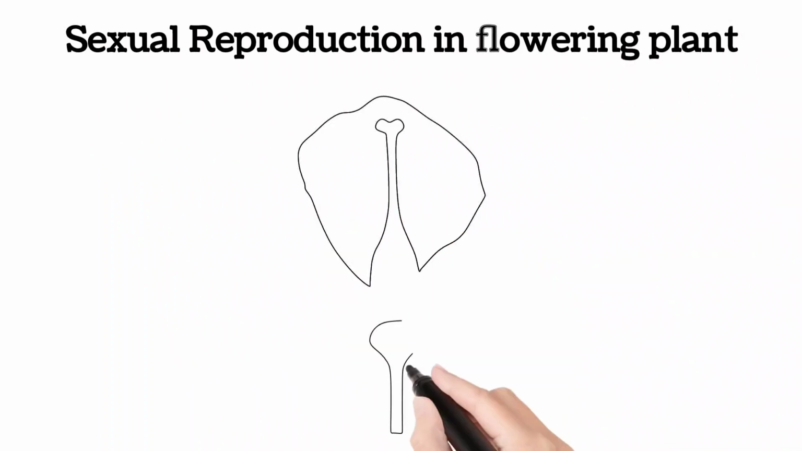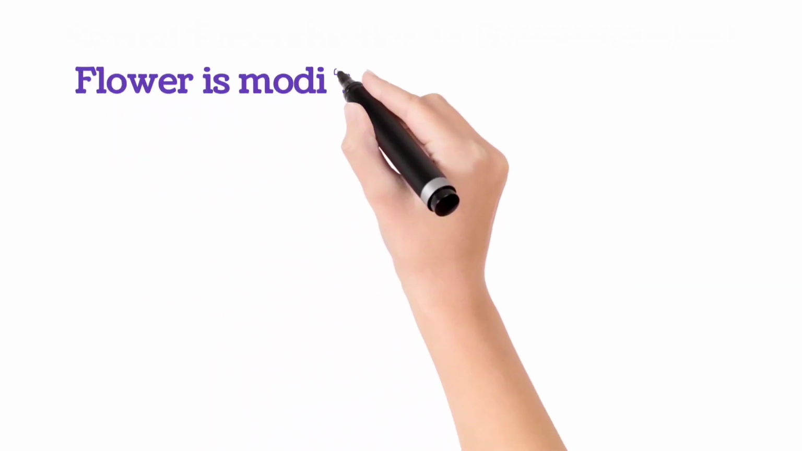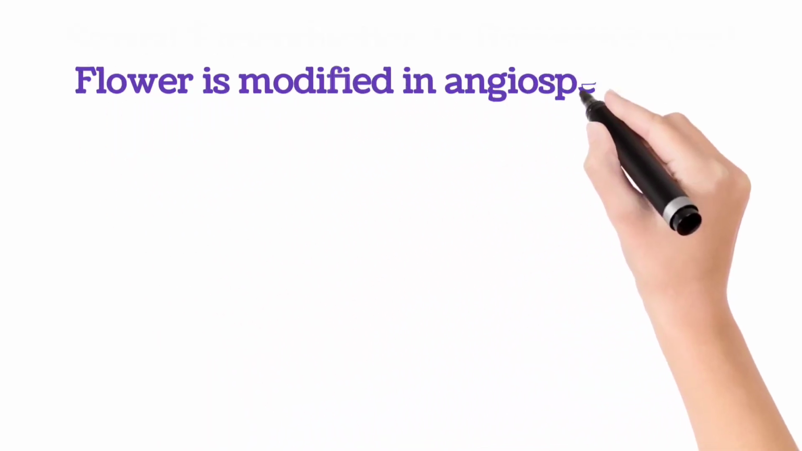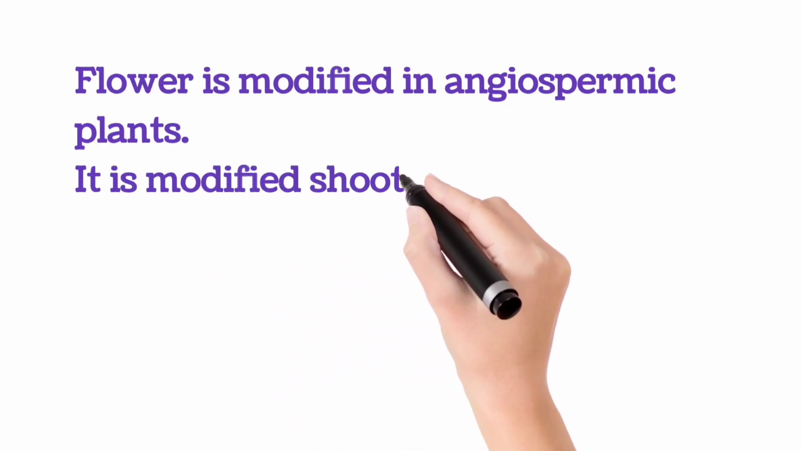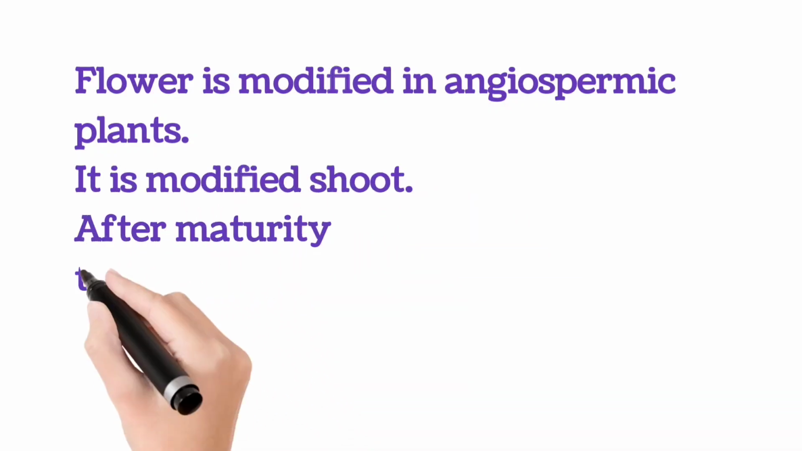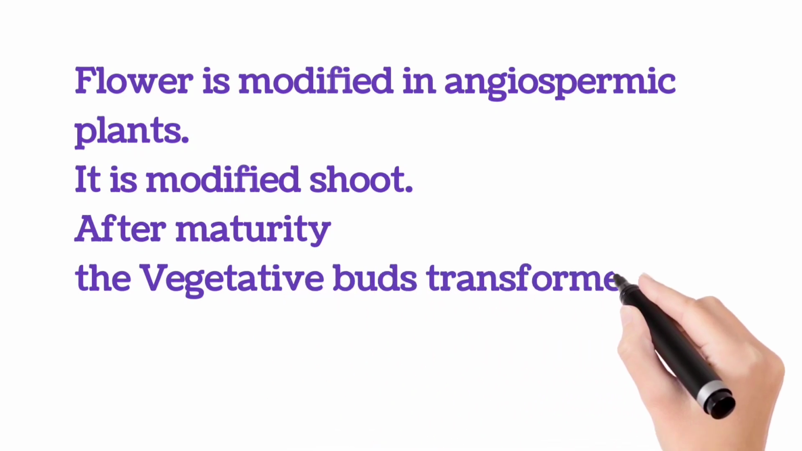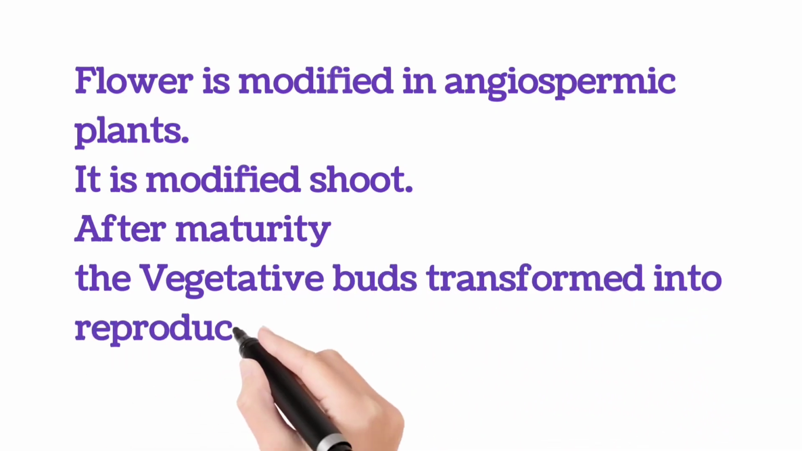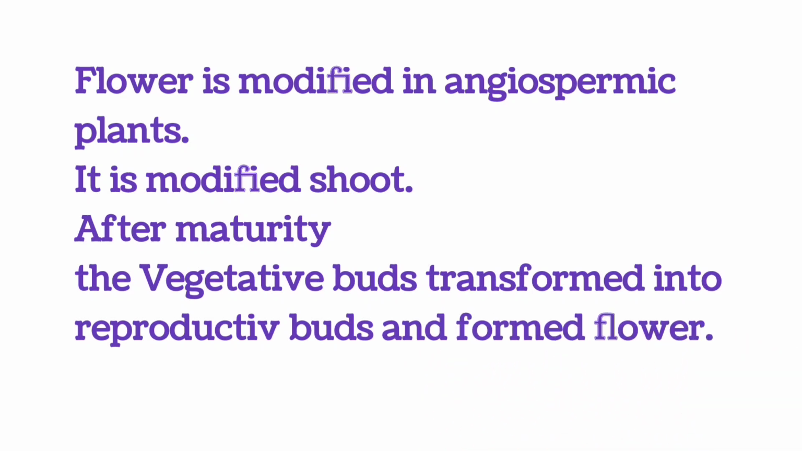Dear student, we will talk about sexual reproduction in flowering plants. Flowering plants are angiospermic plants. The flower is modified in angiospermic plants. It is a modified shoot. After maturity, the vegetative buds are transformed into reproductive buds and form a flower.